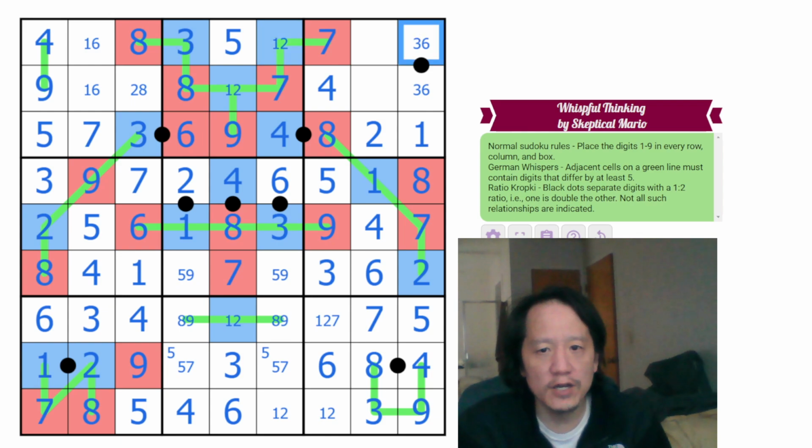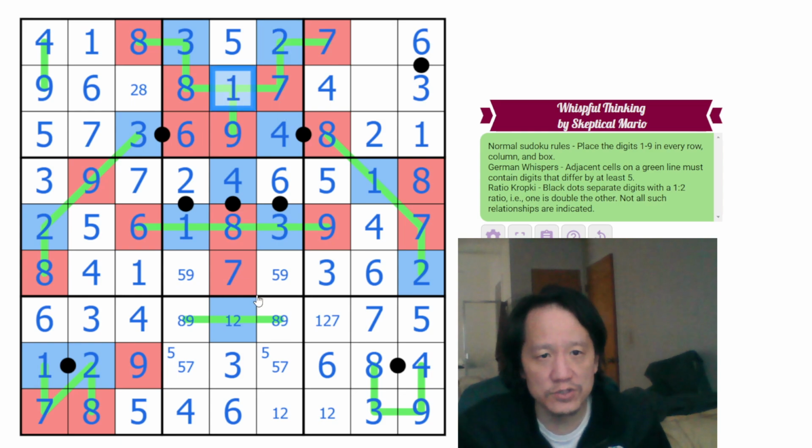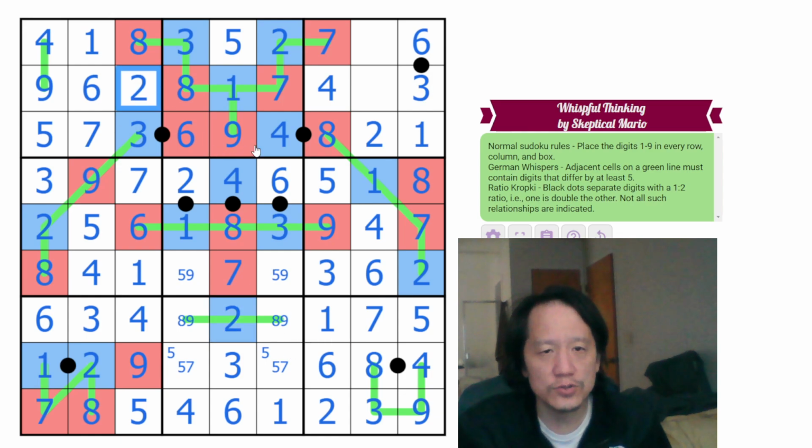This can't be 3 anymore, which forces this to be 6. This forces that to be 1, which forces that to be 6. That has to be 3. That means this is a 2. This is a 1. This is a 1. This is a 2. This is a 1. This is a 2. This has to be a 2 then.